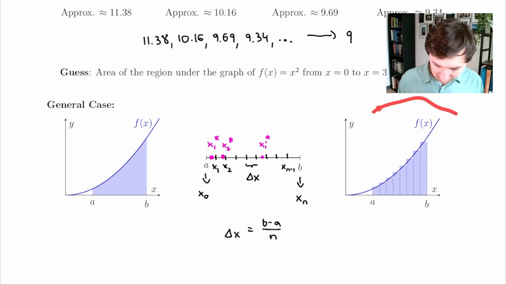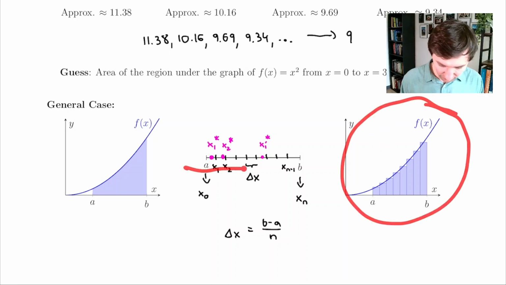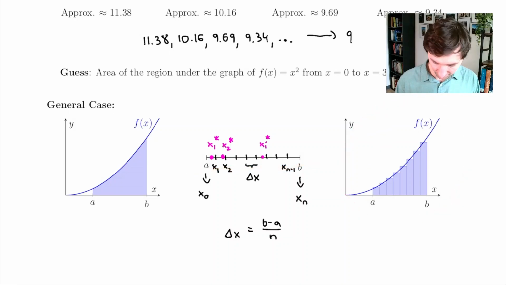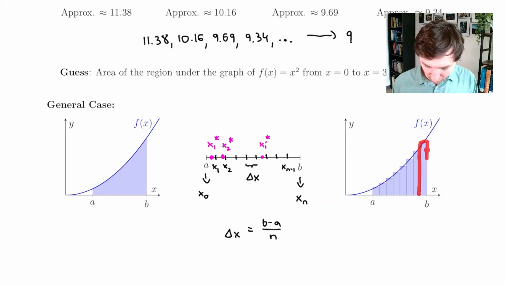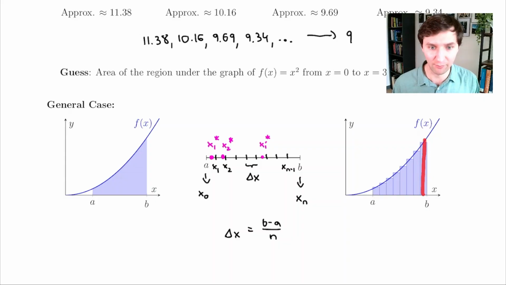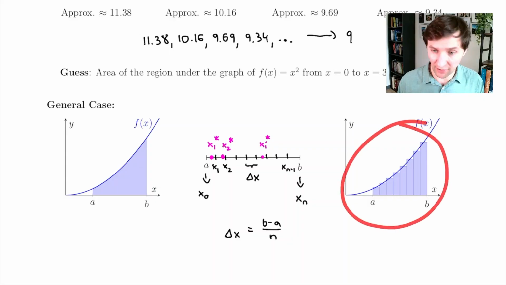The picture on the right side shows the result of our partition. Take a look. The first rectangle has the height equal to the value of the function at the first sample point. The second rectangle has the height equal to the value of the function at the second sample point, all the way to the nth rectangle, which has the height equal to the value of the function at the nth sample point. What is the area of all of these rectangles?